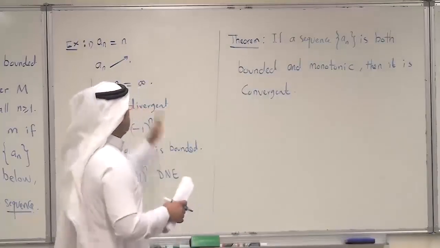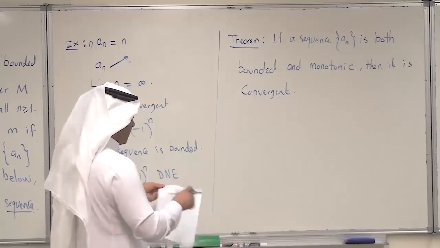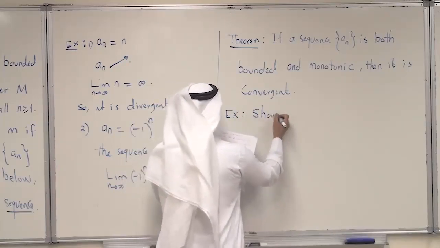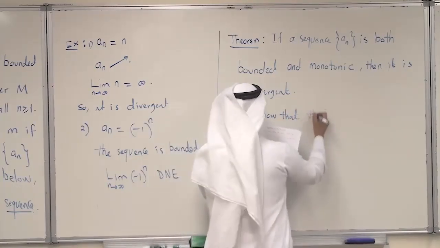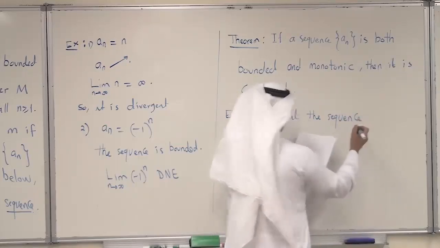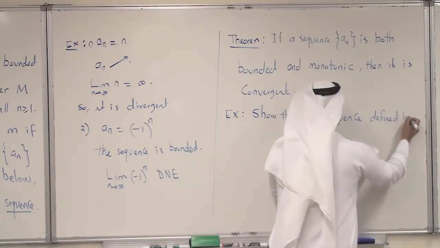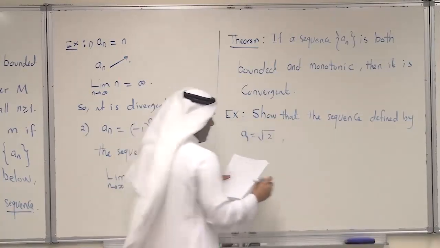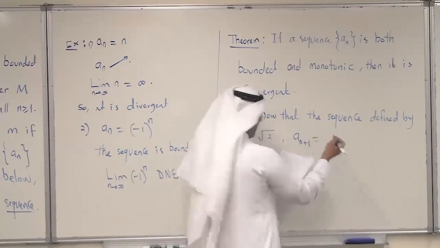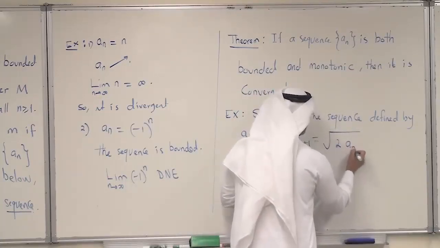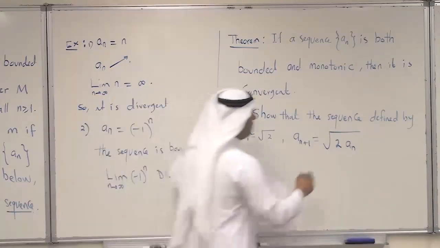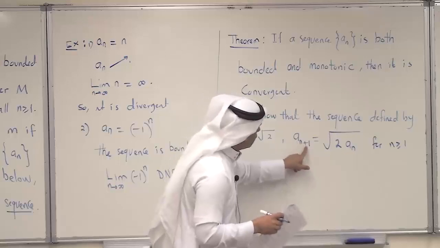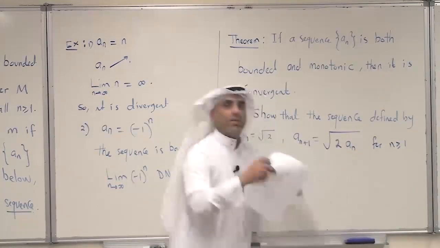I will show you an exercise where these two theorems are important to calculate the limit of a sequence. So this is the exercise. It says, show that the sequence defined by the following: the first element a_1 is equal to radical 2. And then I define the next term, a_(n+1), recursively like this: it is the square root of 2 times a_n. And this is of course true for n greater than or equal to 1, meaning I can get a_2 in terms of a_1, a_3 in terms of a_2, and so on, so it is defined recursively.